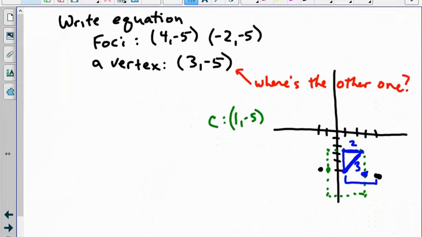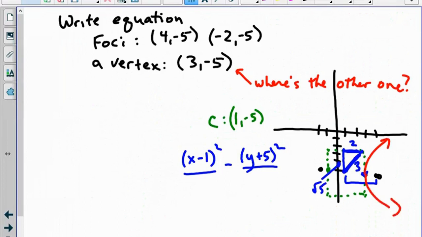And so our job is to find this distance, which in our problem is b. So that's the distance from the center to the co-vertex. And we just do the Pythagorean theorem. b squared plus 2 squared equals 3 squared. We will get the square root of 5. So our center is at (1, -5). That makes this part relatively easy. Why is the x part first? The x part is first because the focus points and the vertices are all going in the x direction. So that means that our graph is going to open left and right.